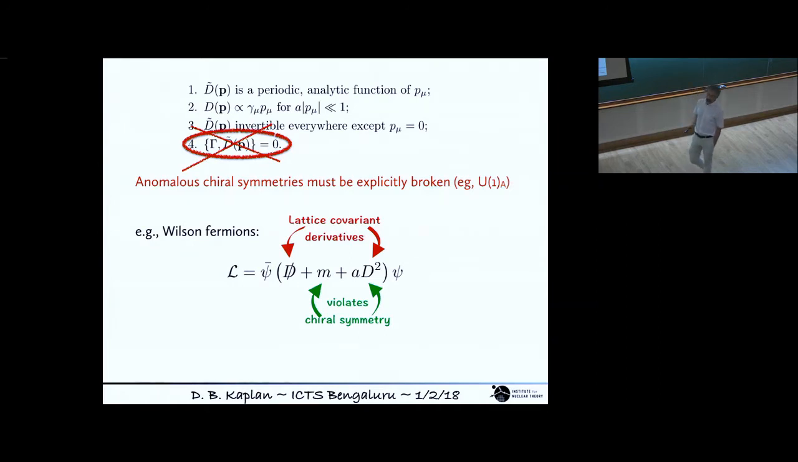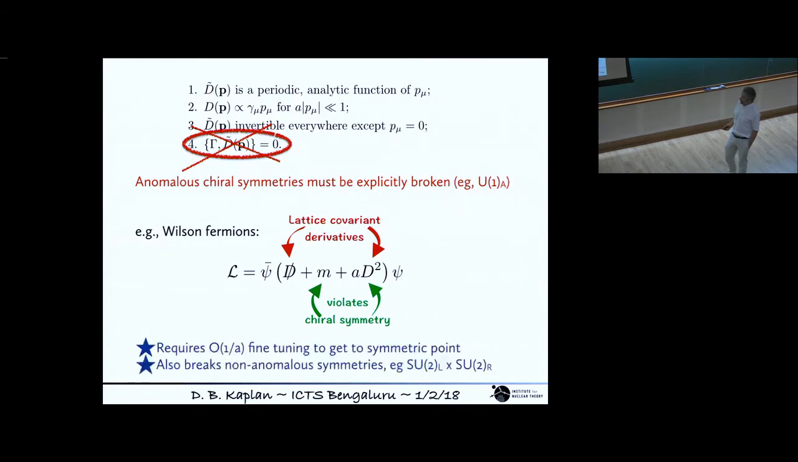And in the process, you find that the fine-tuning does leave behind a ghost of the chiral symmetry breaking in the form of the anomaly. However, this does require linear fine-tuning, namely order 1 over a, in order to get to the symmetric point. Furthermore, besides breaking the U(1) anomalous symmetry, it also breaks the anomaly-free flavor symmetries, such as, for two flavors, the chiral SU(2) left cross SU(2) right.